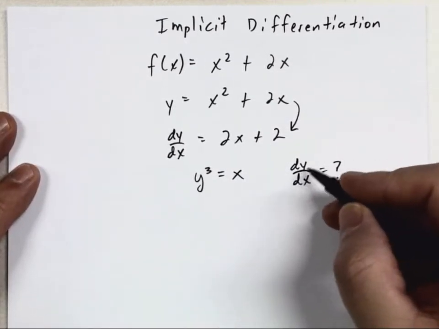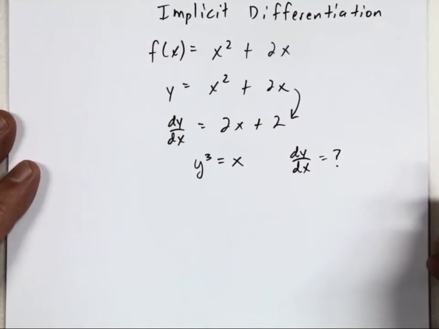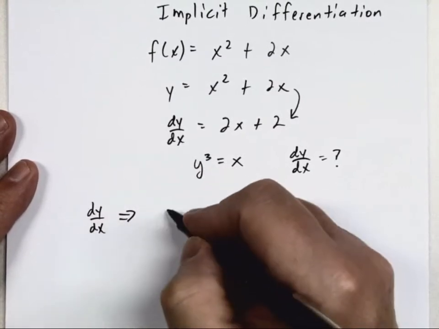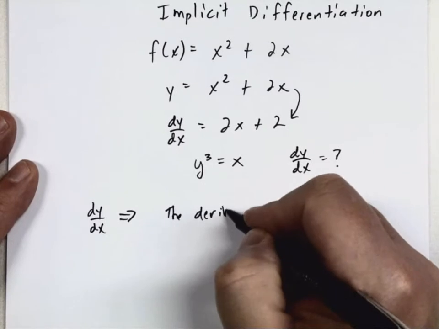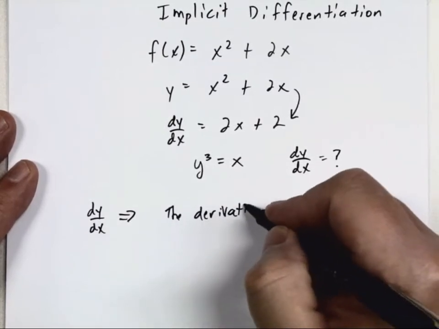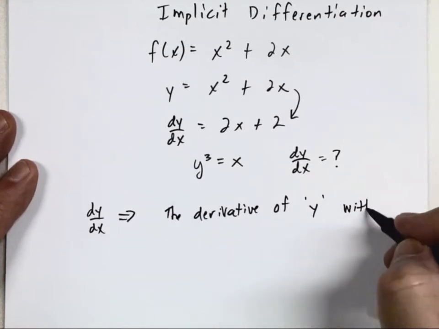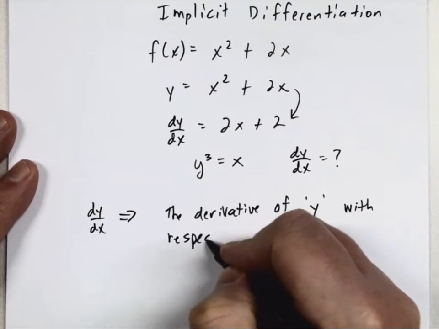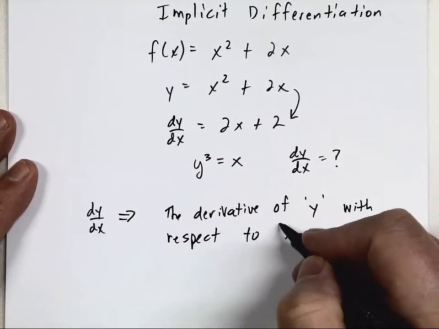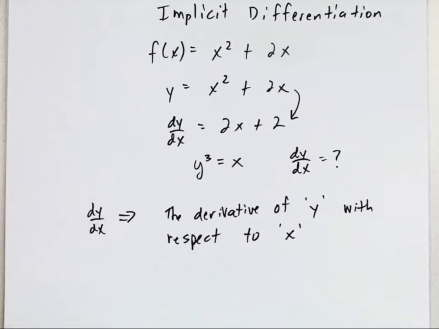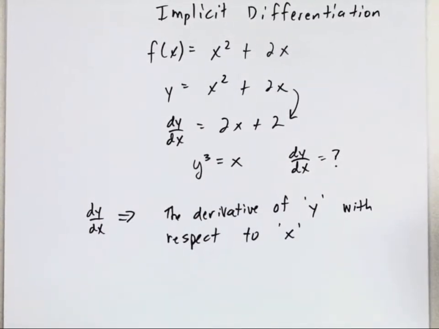Let me actually write this phrase down because it's very important. dy dx really means the derivative of y with respect to x. So this with respect to variable is whatever the variable is on the bottom of our little derivative notation here. And that's really the key. Let me show you why.